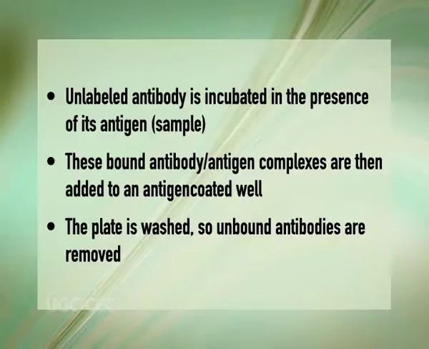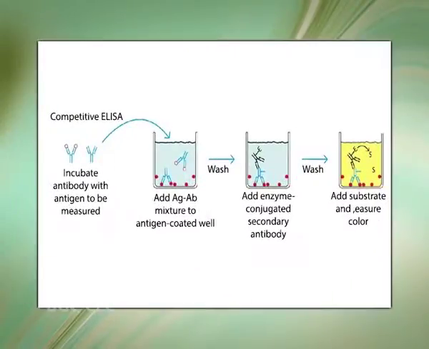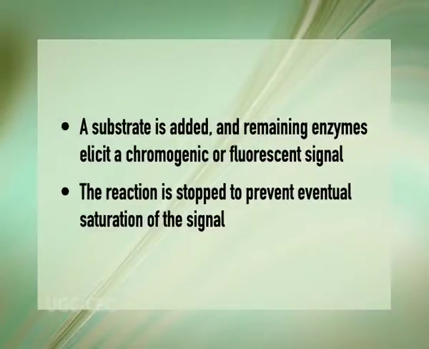Number third, the plate is washed so unbound antibodies are removed. Number fourth, the secondary antibody specific to the primary antibody is added. This second antibody is coupled to the enzyme. Number fifth, a substrate is added and remaining enzymes elicit a chromogenic or fluorescent signal. Number six, the reaction is stopped to prevent eventual saturation of the signal.